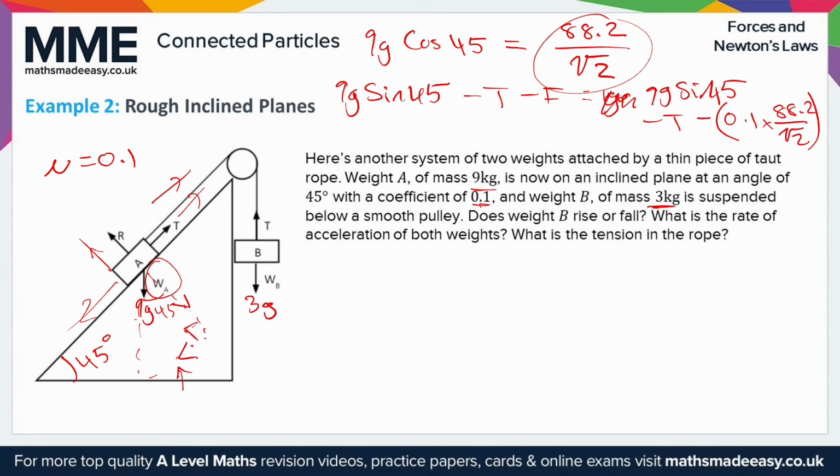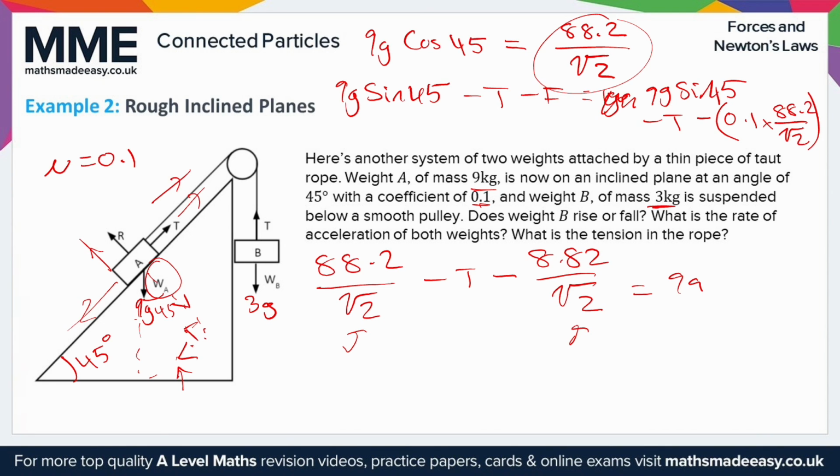Okay, so what can we do from here? We can figure out quite a big chunk of this. We know what 9g sine 45 works out, so you can just stick that in a calculator. You can stick the last part in a calculator. So we end up with 88.2 over root 2 minus T minus 8.82 over root 2. Again, we could simplify this a little bit because obviously these are both over root 2, and that will equal 9a because of F equals ma. This is a resultant force that we're working out. So we know the mass, we just don't know a. The mass was 9 kilograms, so 9a.